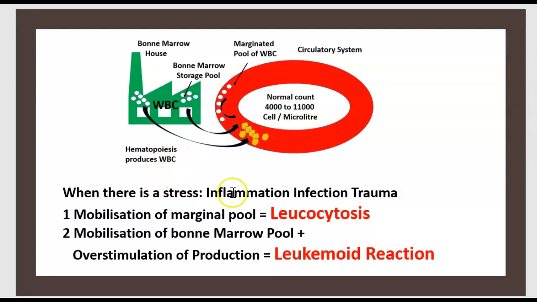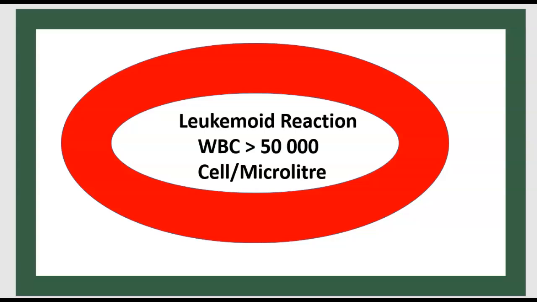When there is a stress, like inflammation, infection, or trauma, first there is a mobilization of the marginal pool, and this causes leukocytosis. If there is mobilization of the bone marrow pool, this causes leukemoid reaction. In leukemoid reaction, WBC is over 50,000 cells per microliter.